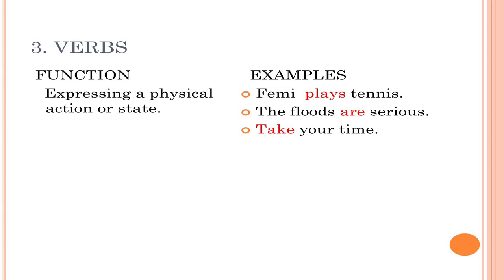Take a look at the examples we have here. Number one, Femi plays tennis. Here, the word plays is a verb. Obviously, it is a word that describes an action. It tells us what Femi does, the action, the activity that Femi performs.